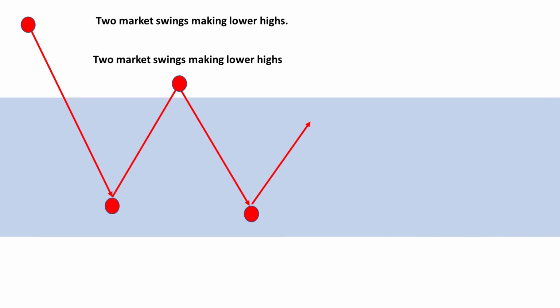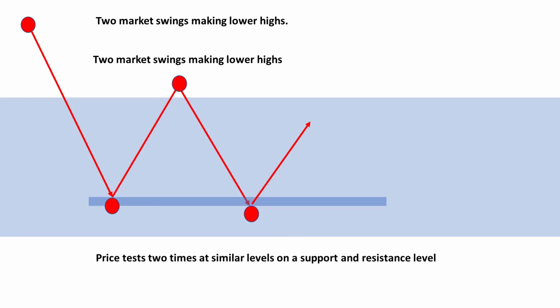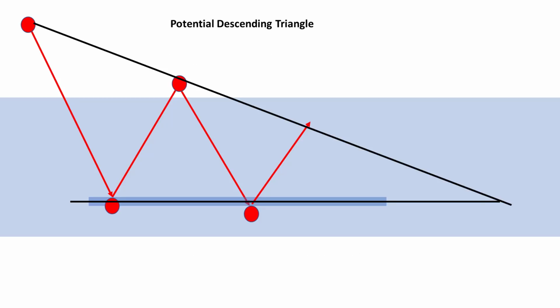We will say that the blue rectangle is a support level we have marked on our charts. We watch as the market starts to test at the level. We then start to look for our clues. Here we see the market swings making lower highs. Price tests two times at similar levels on a support and resistance level. We have a potential descending triangle.